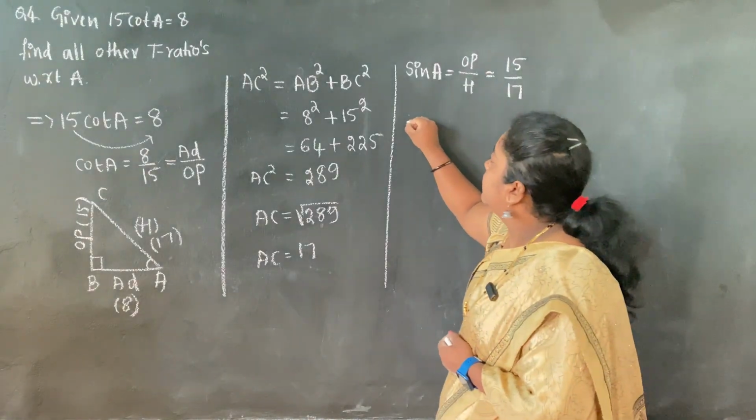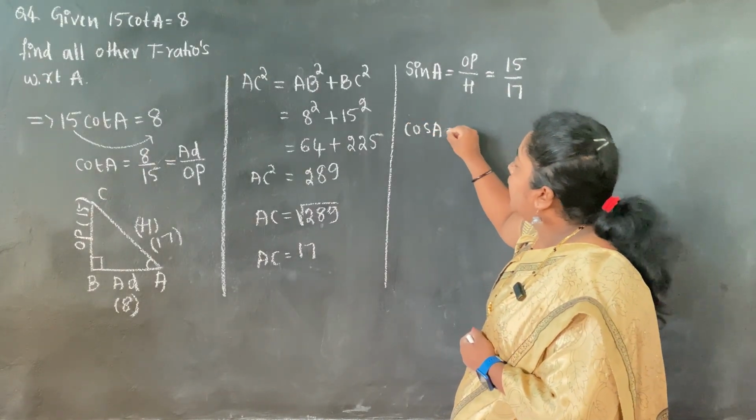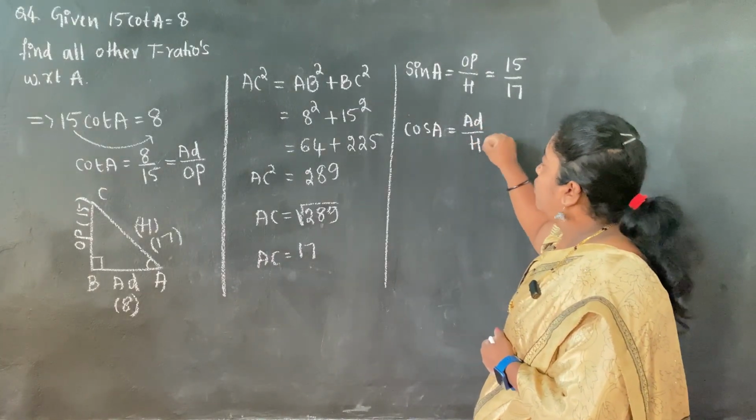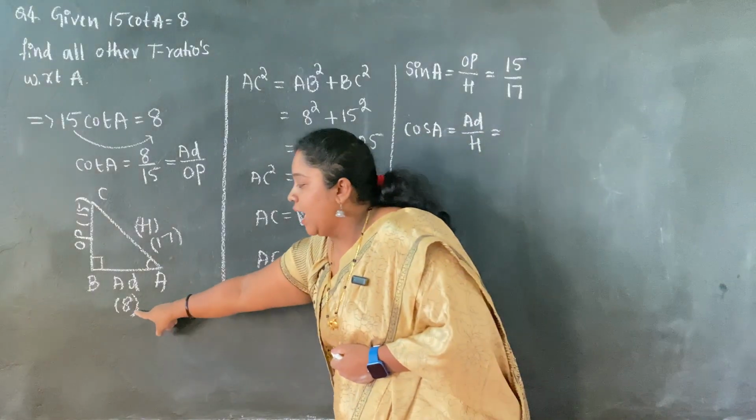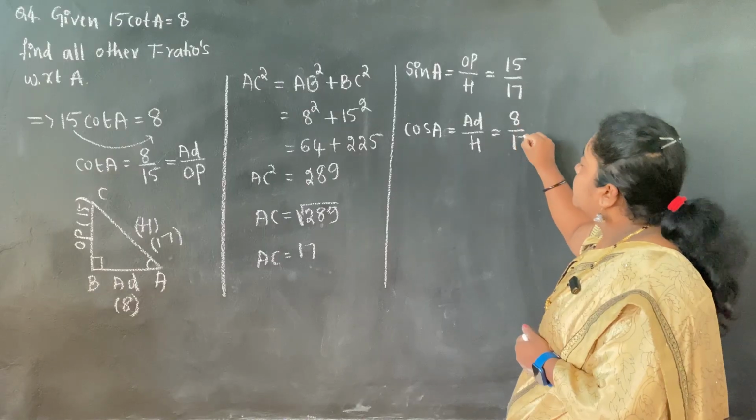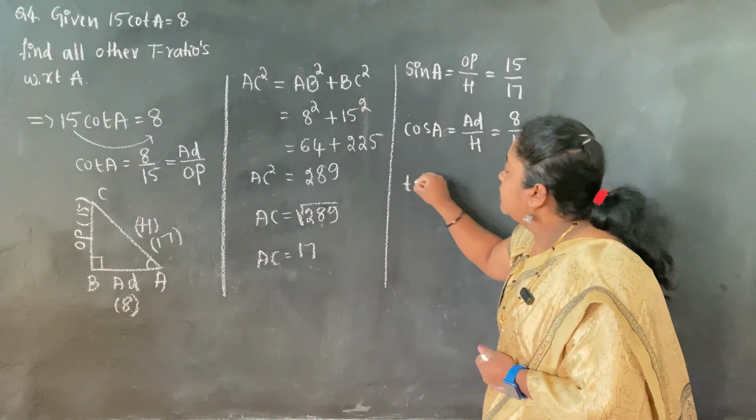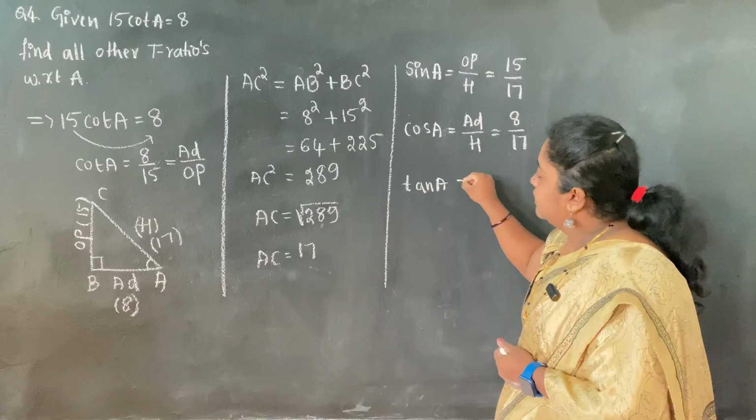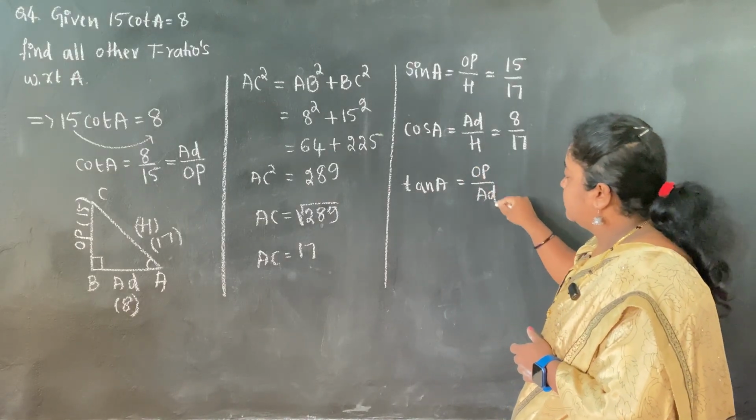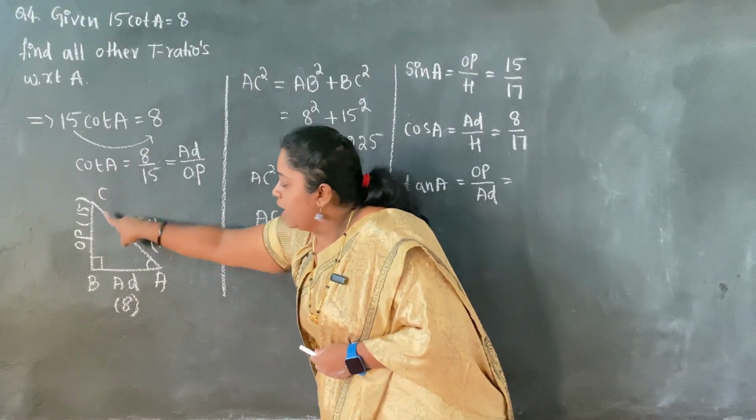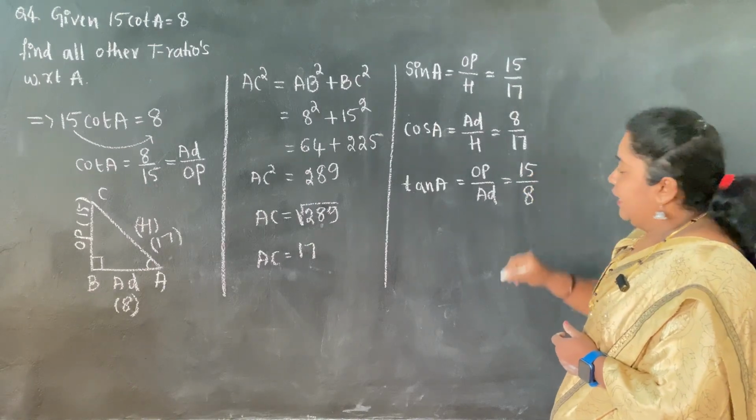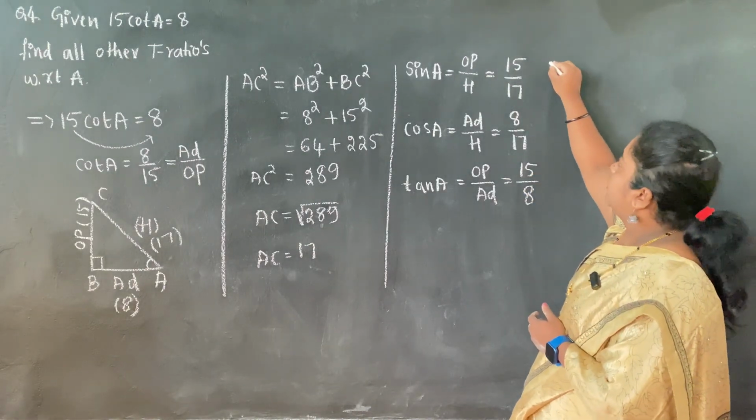We have here the next trigonometric ratio, that is cos A. Cos A is equal to, what is the formula? Adjacent divided by hypotenuse. What is the adjacent value I have? 8, and hypotenuse is 17. So we'll have 8 by 17. After that, let me write tan A. Tan is opposite divided by adjacent. Opposite is 15 and adjacent is 8. So I'll have 15 by 8. Yes or no? And then I'll write the reciprocals here.